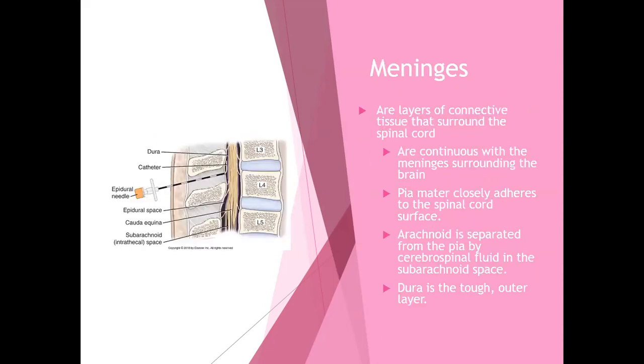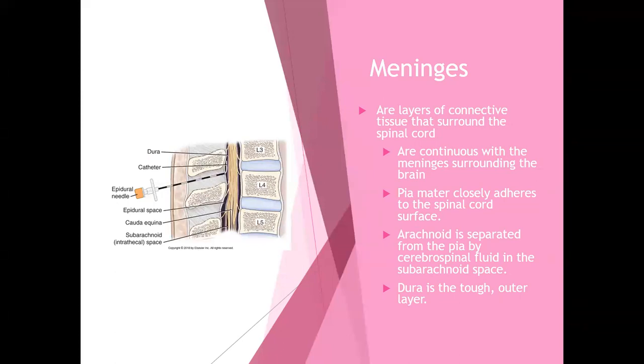So the meninges are just like in the brain, they're the layers of connective tissue that surround the spinal cord and brain. So the spinal cord meninges are continuous with the meninges surrounding the brain. The pia mater closely adheres to the spinal cord surface, just like in the brain, it closely adheres to the brain surface. The arachnoid is separated from the pia by the CSF, the cerebrospinal fluid, and the subarachnoid space is the space between the arachnoid and the pia mater.